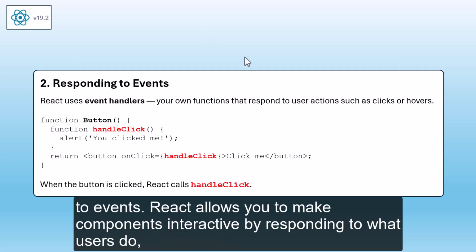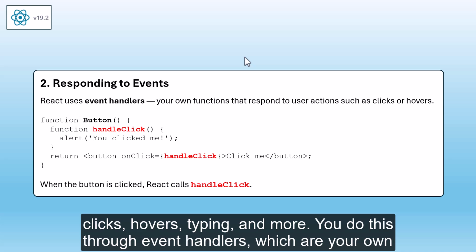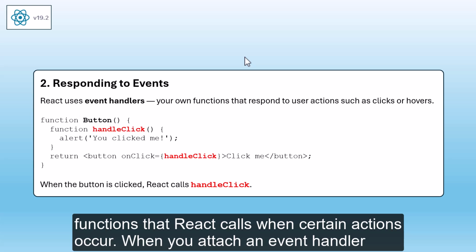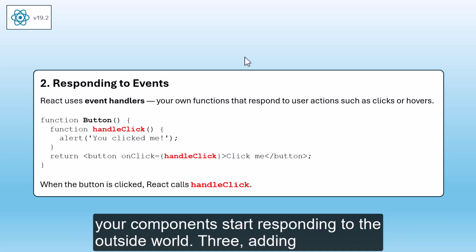2. Responding to events. React allows you to make components interactive by responding to what users do: clicks, hovers, typing, and more. You do this through event handlers, which are your own functions that React calls when certain actions occur. When you attach an event handler to an element, you're telling React, whenever this event happens, run this function. This is how your components start responding to the outside world.